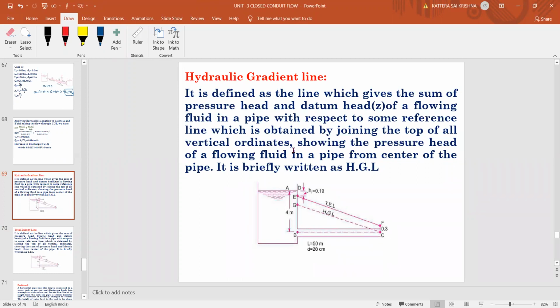So total energy already we know that is summation of pressure energy, kinetic energy, datum energy, all the three together called as total energy. And same thing, hydraulic gradient line is nothing but just we are neglecting only the kinetic head. Nothing but if you are taking the summation of pressure head and datum head along the pipe.